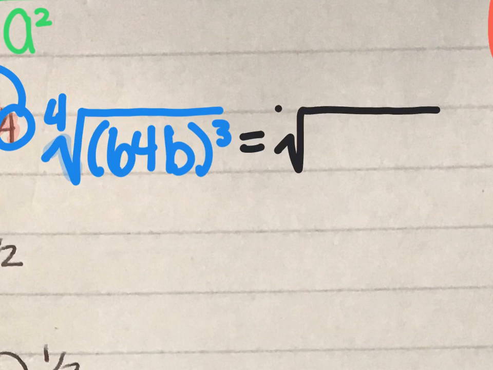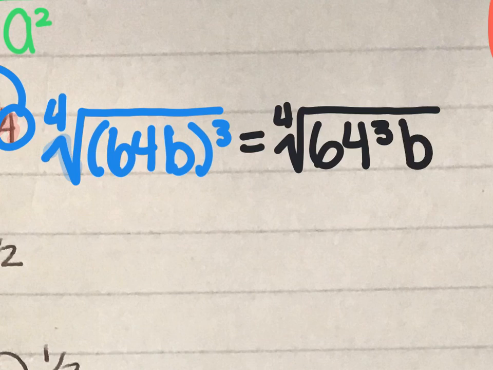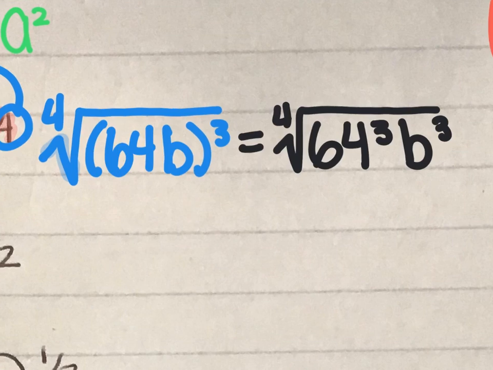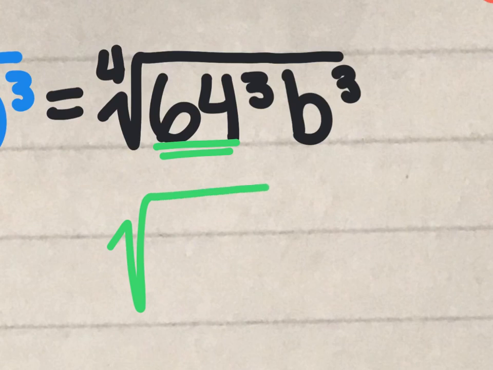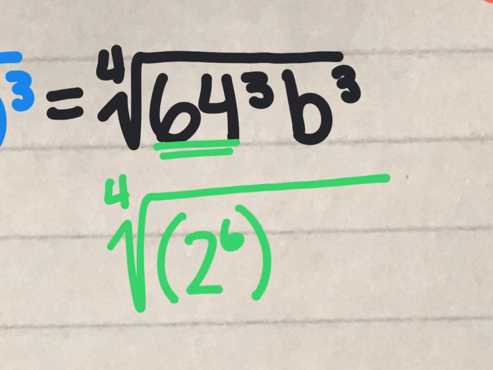First, we're going to distribute, so I'm going to get 64 to the 3rd, b to the 3rd. Now, I know that I can break this down, and I know that I can break it down in terms that I'll be able to simplify it. So 64, I know, is 2 to the 6th, which is this. 64 is the same as 2 to the 6th power, raised to the 3rd, b to the 3rd.